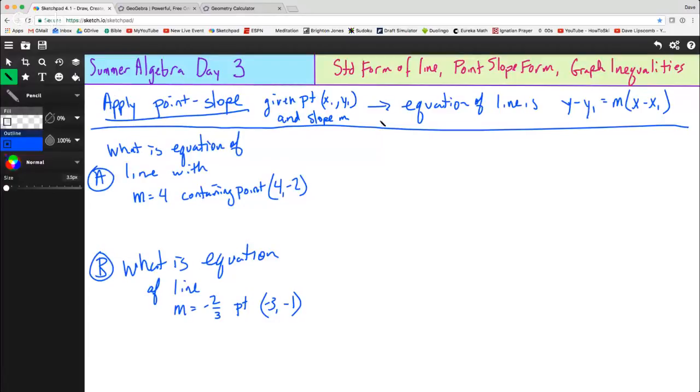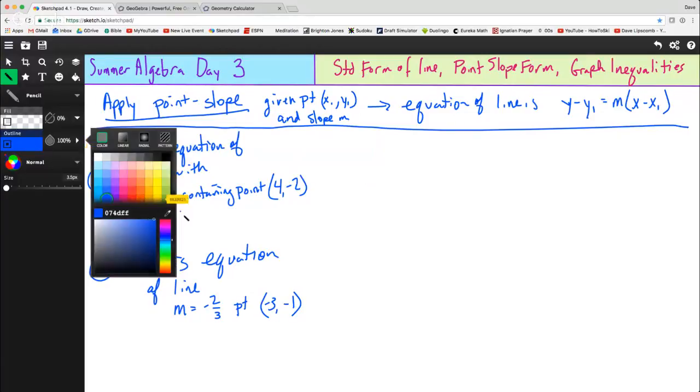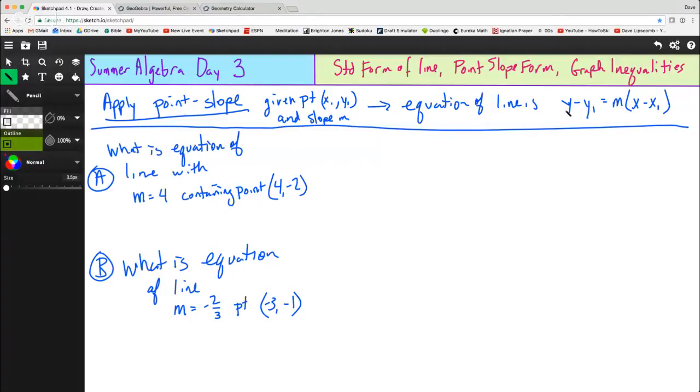Okay, so this is kind of the summary up here at the top. What is the equation of a line with m equals 4, slope is 4, containing the point 4, -2? Well, we use our equation, we'll say y minus y1, y minus -2. Now, our y1 is -2, so we subtract the -2, and that equals our slope times x minus our x coordinate. So y minus a -2 is the same thing as y plus 2 equals 4 times x minus 4.